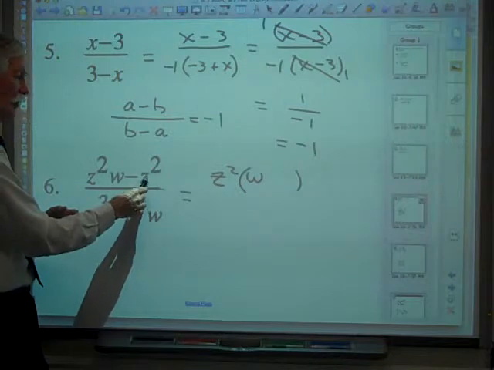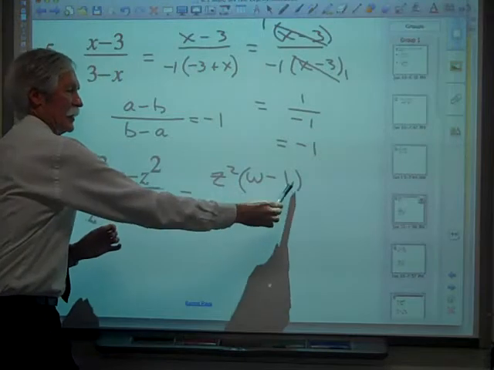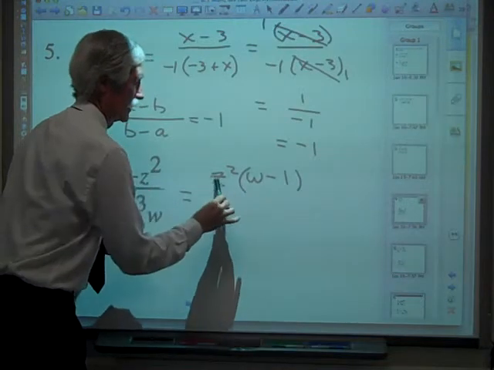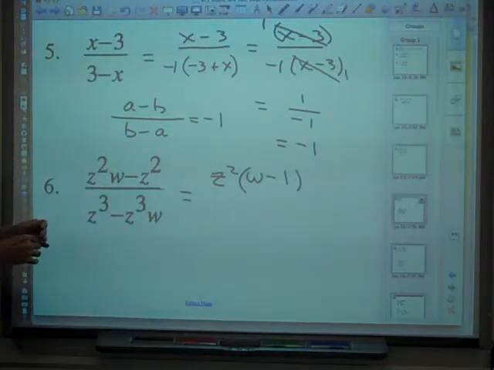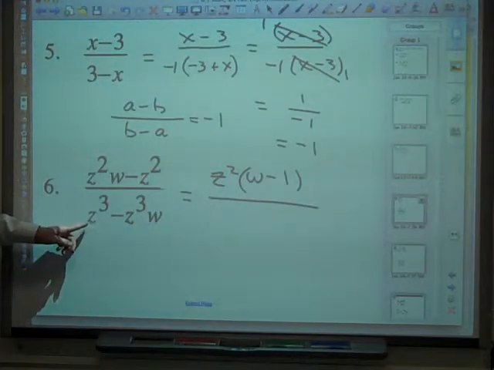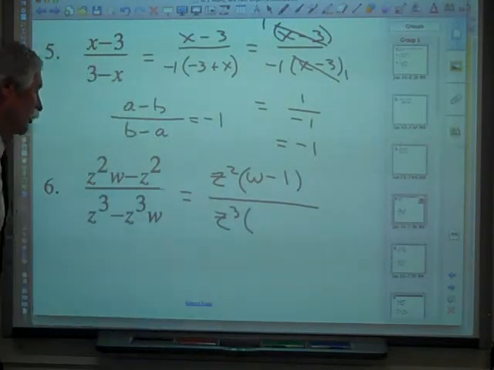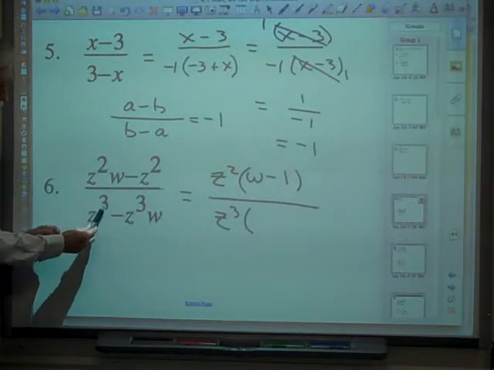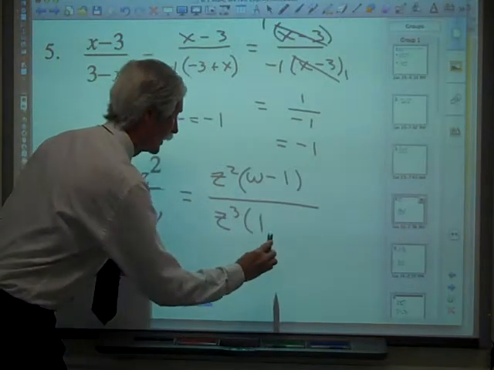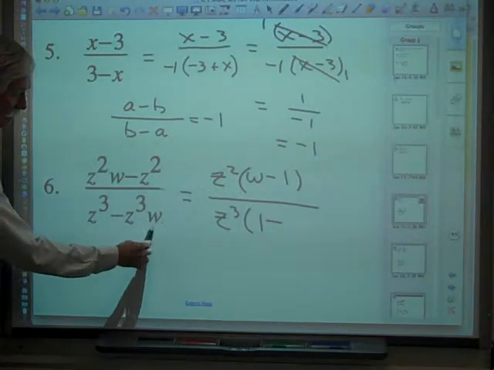If you take everything out, you put a 1. What's z squared times 1? Z squared. What if I put a 0 there? Anything times 0 would be 0. So what's in common here? Z cubed. What if I take a z cubed out of this one? If you take everything out, what do you always write? Good, Olivia, 1. And this is a minus again. What if I take z squared out of this guy? What's left? W.